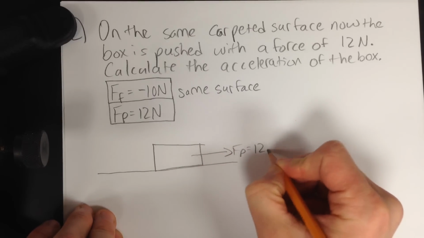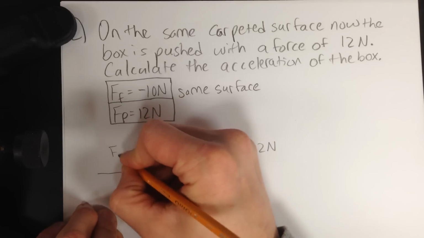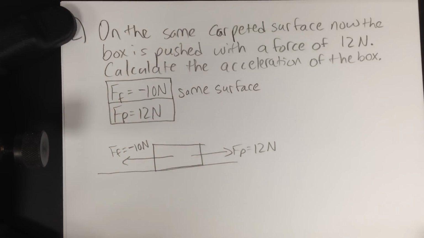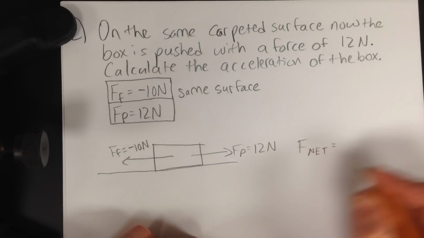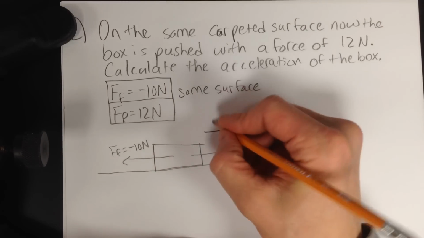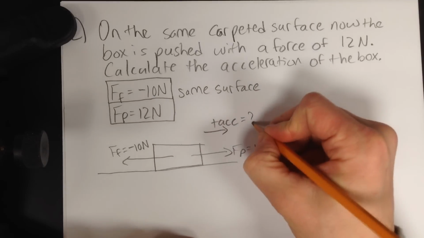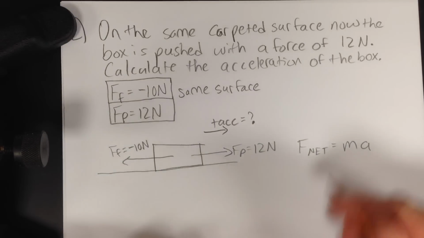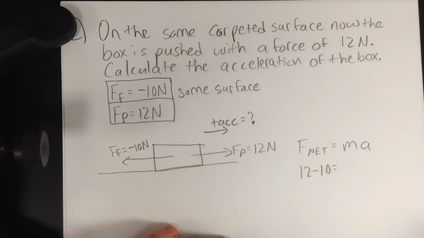Fp equals 12 newtons. Ff still is the negative 10 newtons. And then we could calculate the acceleration of the box. We could see that 12 is bigger than 10, so I'm going to get a positive acceleration. What is that positive acceleration going to be? We could calculate it using Newton's second law. So 12 minus 10 gives us the net force.